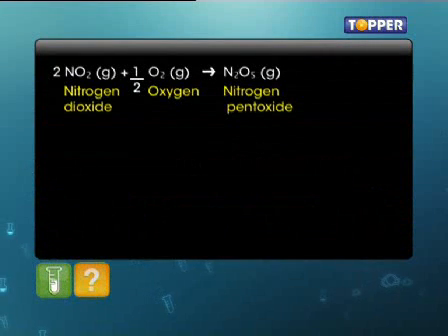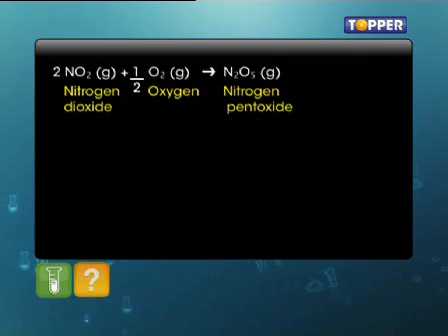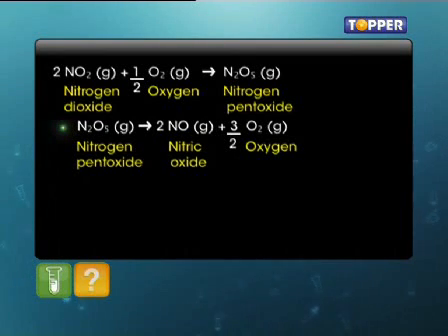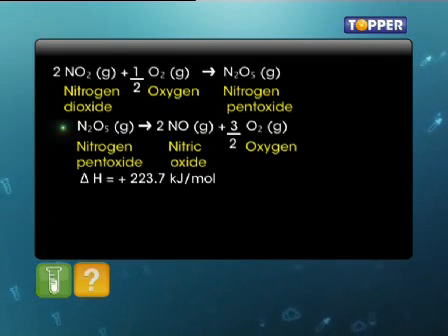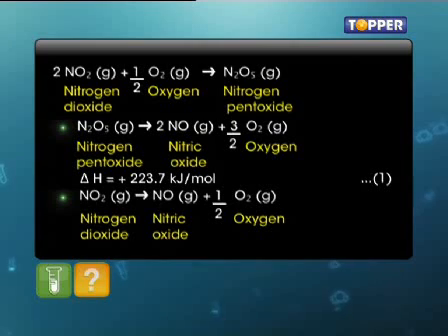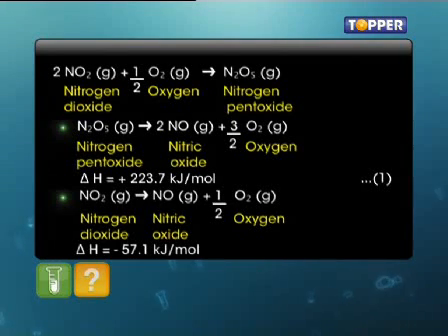Let's determine delta H for 2NO2 plus half O2 giving rise to N2O5 from the enthalpies given. To solve the numerical, you need to use the information from the two equations. N2O5 gives rise to 2NO plus 3 by 2 O2. Delta H is equal to positive 223.7 kilojoules per mole. This will be equation 1. NO2 gives rise to NO plus half O2. Delta H is equal to minus 57.1 kilojoules per mole. This will be equation 2.